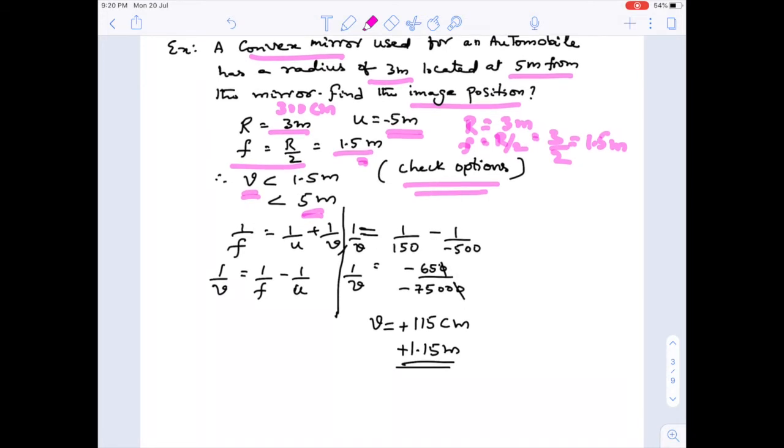Now, substituting these values in the mirror formula, 1 by f is equal to 1 by u plus 1 by v. So, 1 by v is equal to 1 by f minus 1 by u, and changing meters into centimeters, I can write 1 by v is equal to 1 by f, f is 1.5 meters, so 150 centimeters, minus 1 by minus 500 centimeters. When I simplify this, it comes out to be 115 centimeters, which is 1.15 meters. This is definitely the image position, which is less than 1.5 meters and also less than 5 meters. This is the object distance, this is the focal length. So, this is how you can solve.